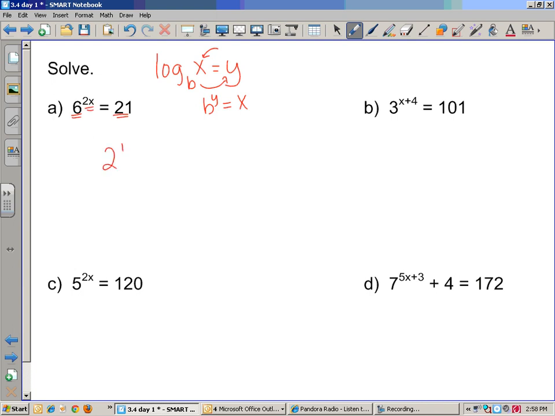So the 21 goes here. Sorry, I just hit the mic. Log base 6 is equal to 2 to the x. Okay, that's really what we're doing. Now what we're going to do is we're going to use the change of base formula.